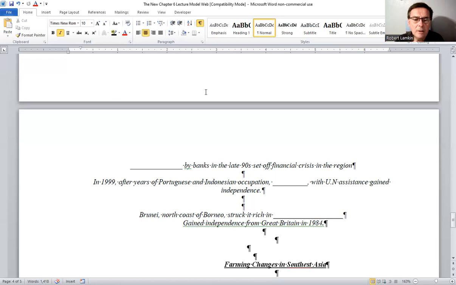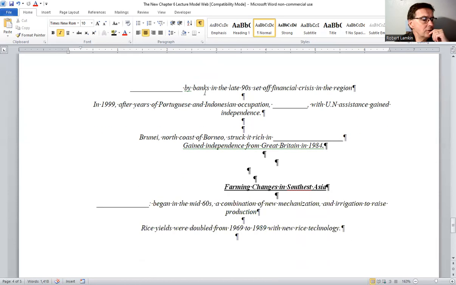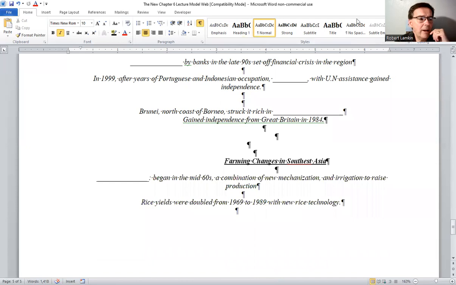You have the Green Revolution, which began in the mid-60s. It was a combination of new mechanization and irrigation to raise production. Just a little FYI, that was kicked off by genetic modification. US food scientists in Mexico in the 1940s began studying this. As a result, you had higher yielding seeds and wheat, rice, and corn. Rice yields, in fact, doubled from 1969 to 1989 with all this new rice technology. Well, there you have that.